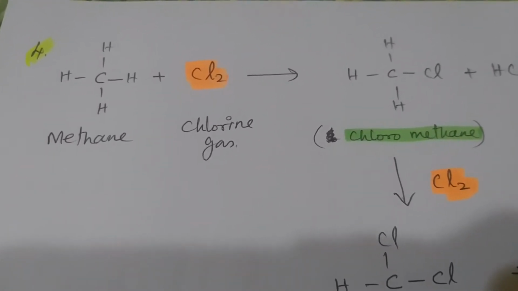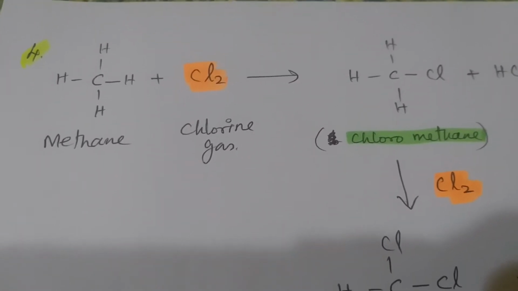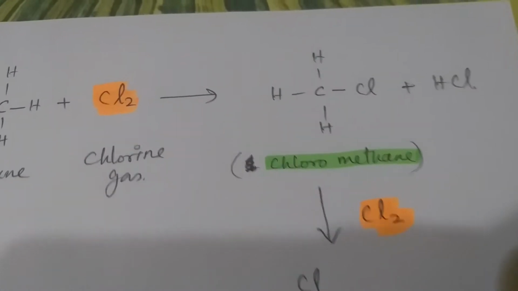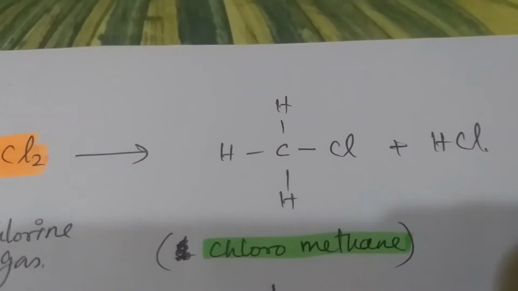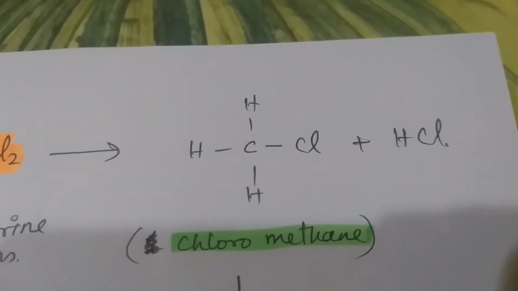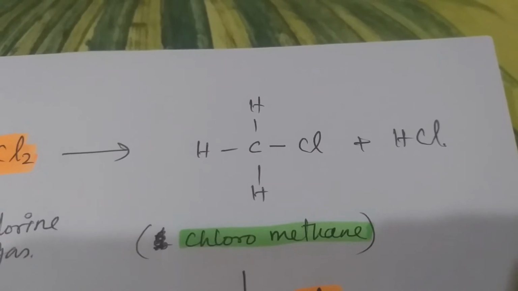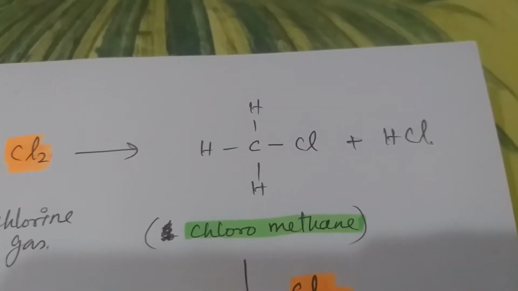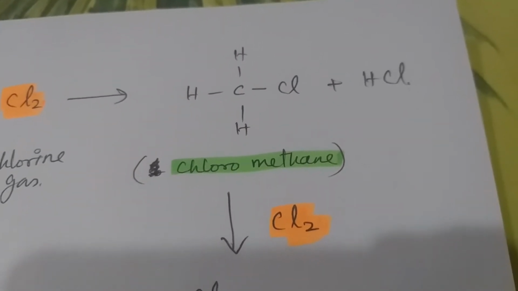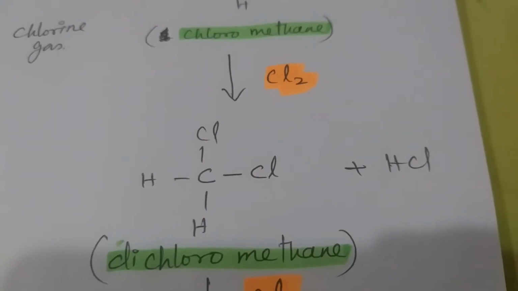So when we add 1 mole of chlorine, Cl2, if you see the product, you are getting chloromethane. One hydrogen is replaced by one chlorine and you're getting an additional product, HCl. No need to worry about the additional product. The name of this is chloromethane because there is only one chlorine. If we add one more mole of chlorine with this chloromethane, we get dichloromethane.